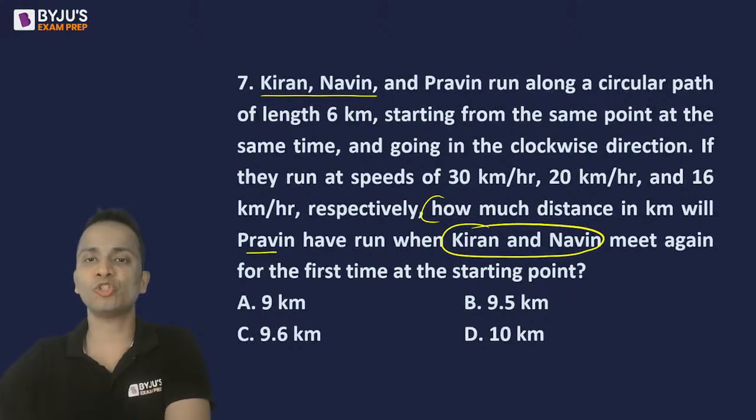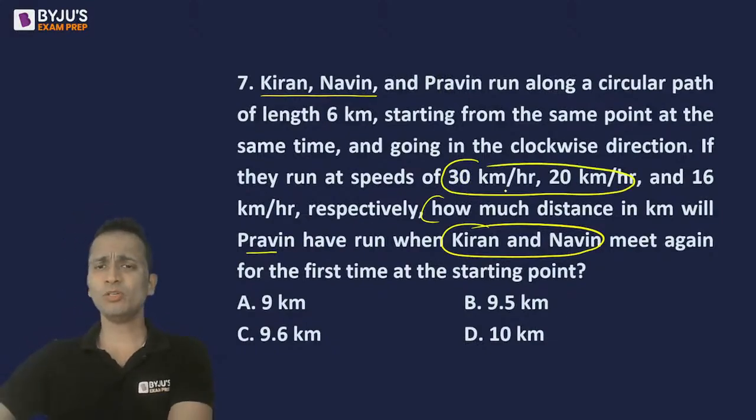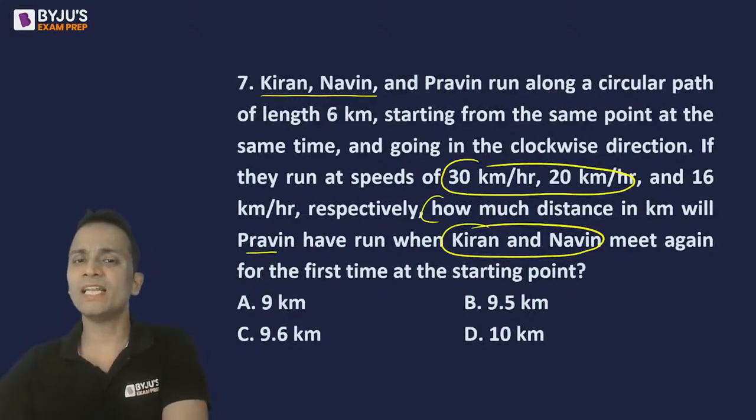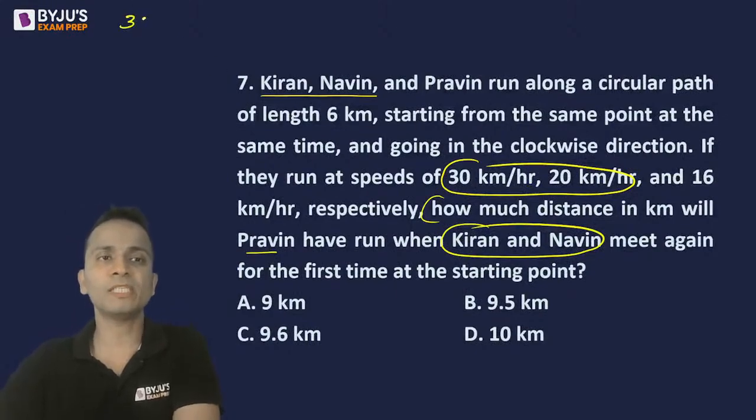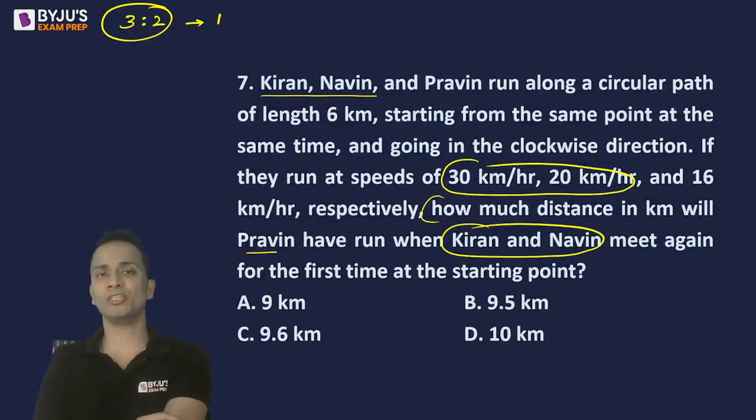Kiran and Naveen, the first two people, are at the speeds of 30 and 20. Looking at their speeds, the ratio is 3 is to 2. The difference between these numbers is 1. So if they are moving in the same direction, there will be one distinct point on the racetrack at which Kiran and Naveen will meet. And that one point will always be the starting point. So whenever Kiran and Naveen meet, they will always meet at the starting point.